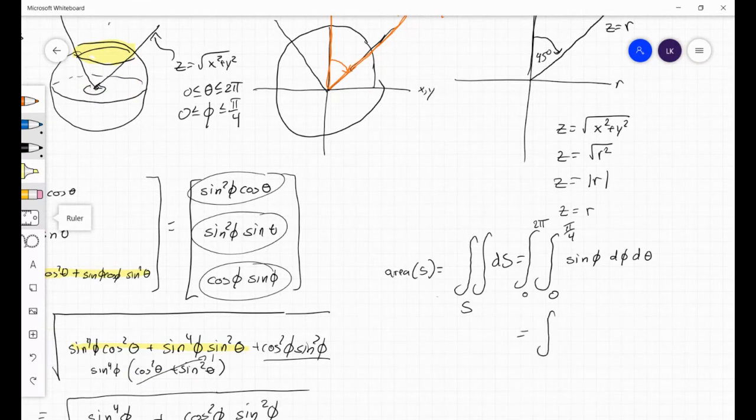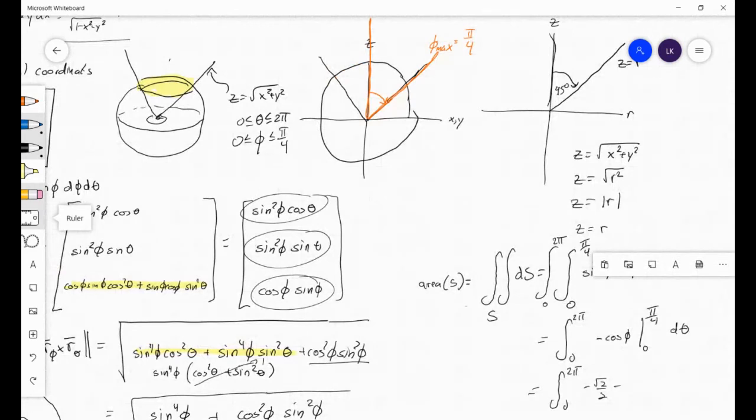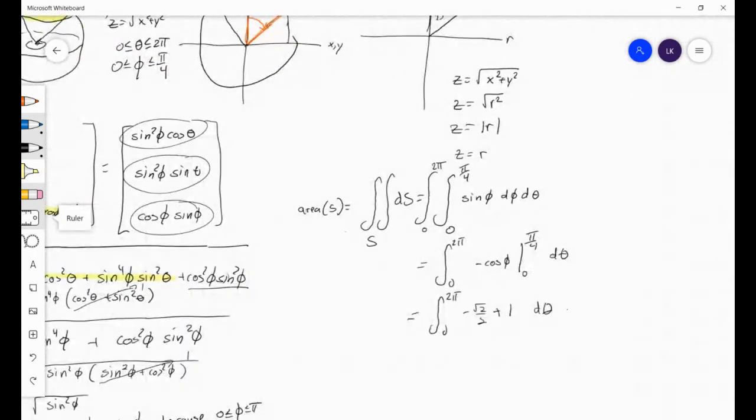Okay, so now we can do that integral. With respect to phi, the antiderivative of sine phi is minus cosine phi. At the upper bound, we get this, and at the lower bound, we get, oh, wait a minute. Oh, minus a negative, sorry. So 1. Okay, that works. That's positive. And then we get 2 pi from integration with respect to theta.